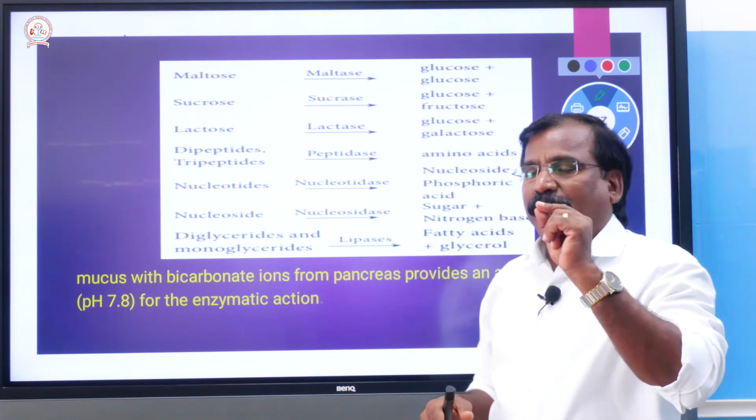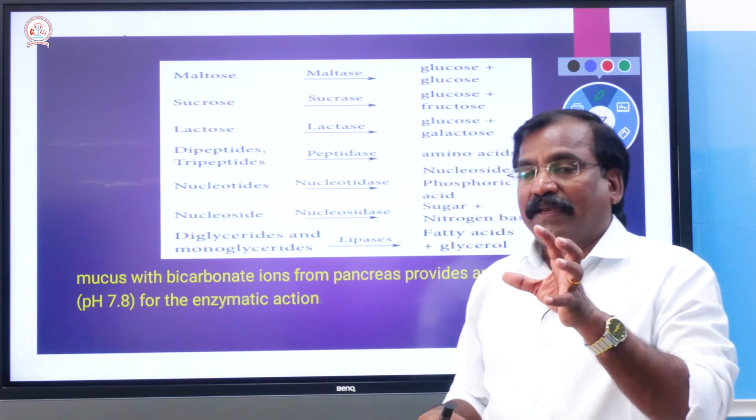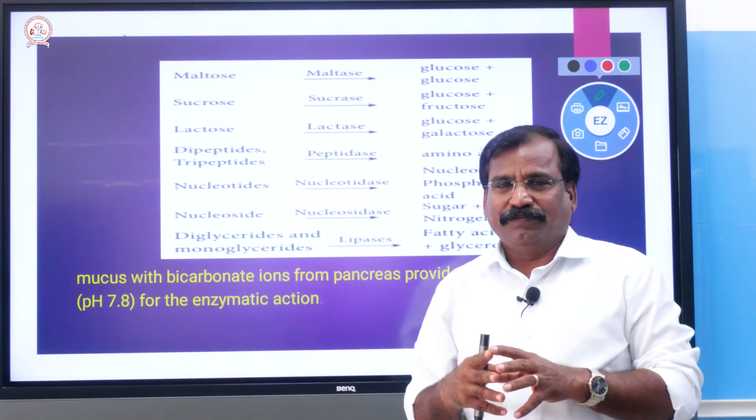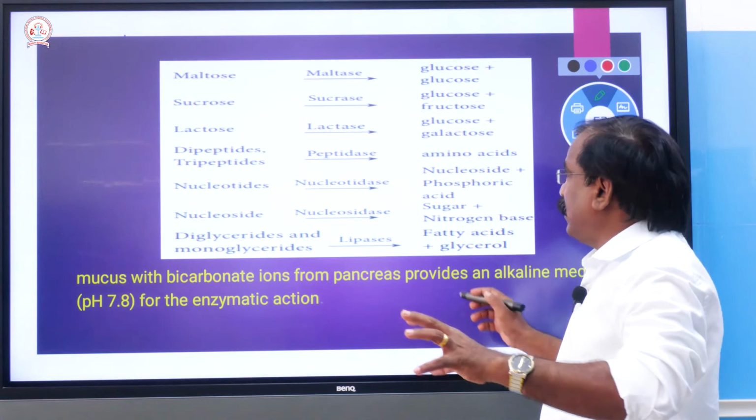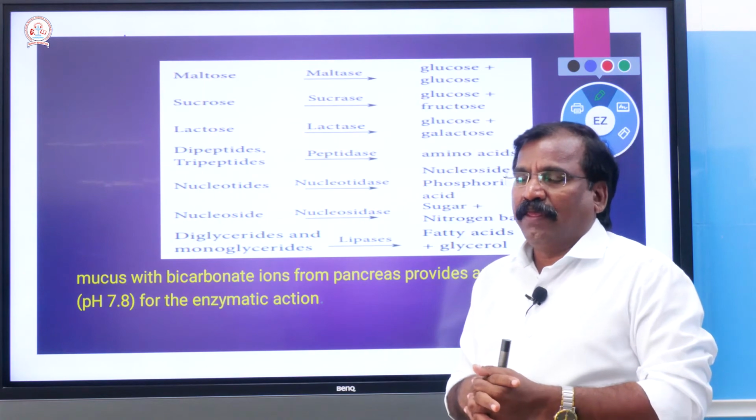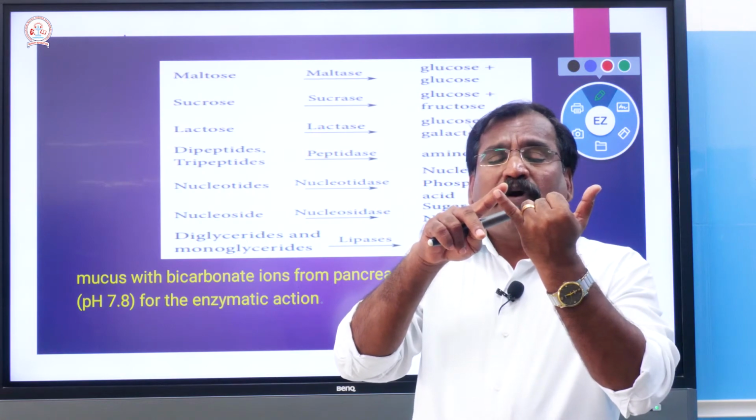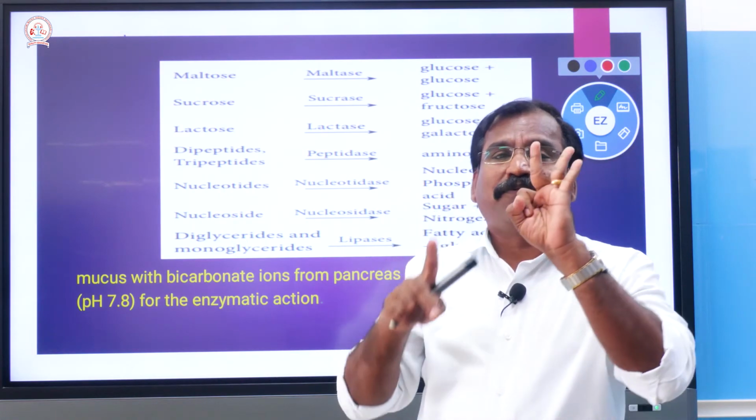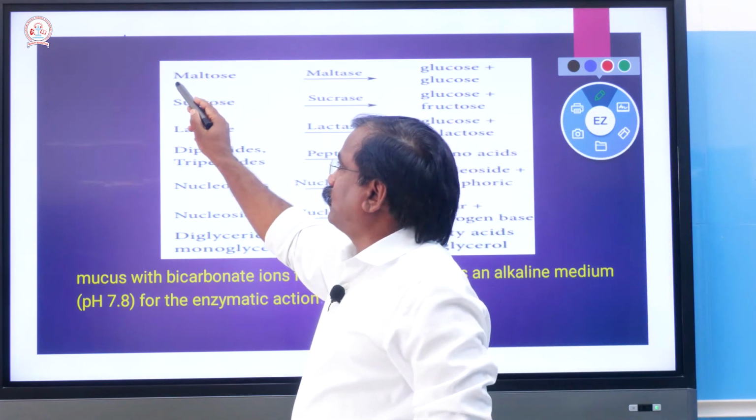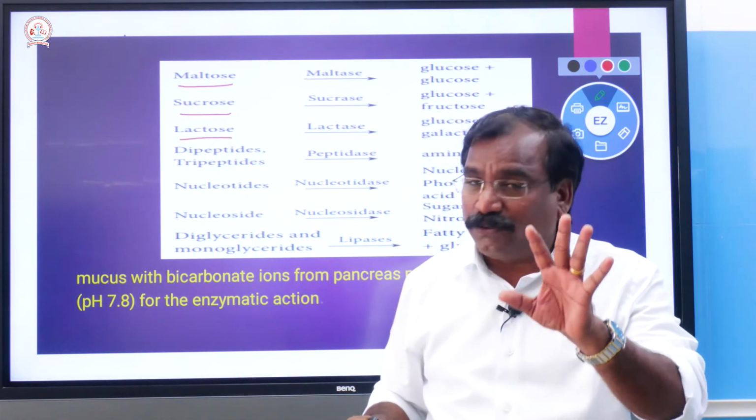In the pancreatic juice, the pancreatic amylase digests starch into maltose. Starch is a polysaccharide, broken down into disaccharides. There are three types of disaccharides: maltose, sucrose, lactose. All three are disaccharides.